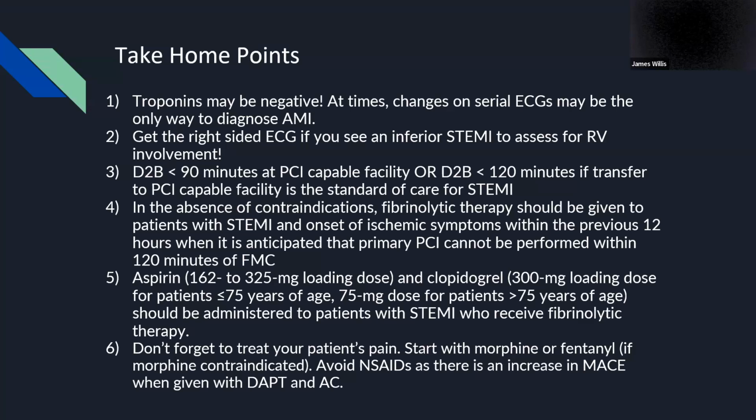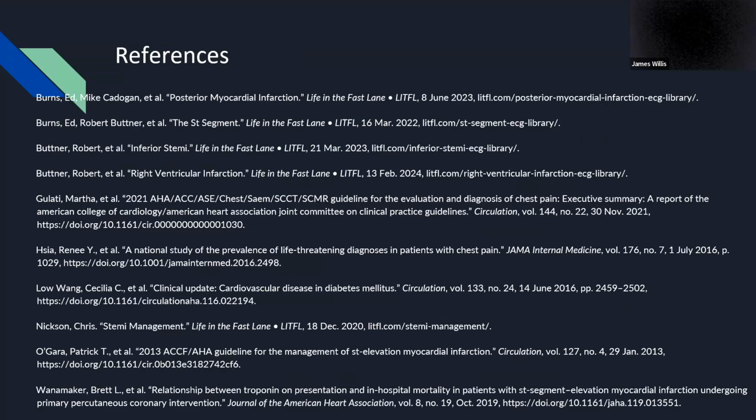if we anticipate that it's going to take longer than 120 minutes. A lot of the antiplatelet and anticoagulation medications that we give, remember, are given under the context that the patient is going to get PCI in less than 2 hours. And then don't forget to treat your patient's pain. Start with morphine or fentanyl. And I forgot to mention this earlier, but you don't want to give them NSAIDs as well. That is associated with an increase in major adverse cardiac events when given with dual antiplatelet therapy and anticoagulation. Any questions?